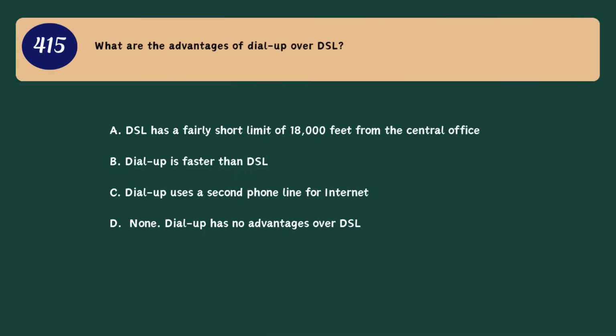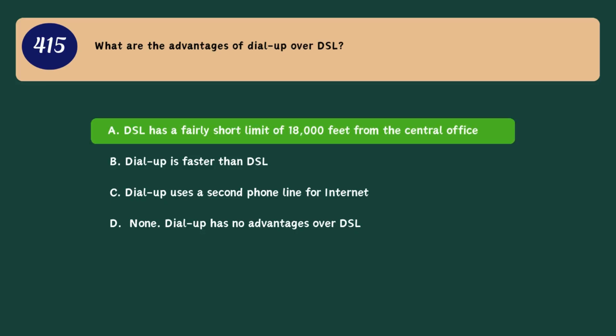Question 415. What are the advantages of dial-up over DSL? A. DSL has a fairly short limit of 18,000 feet from the central office. B. Dial-up is faster than DSL. C. Dial-up uses a second phone line for internet. D. None. Dial-up has no advantages over DSL.